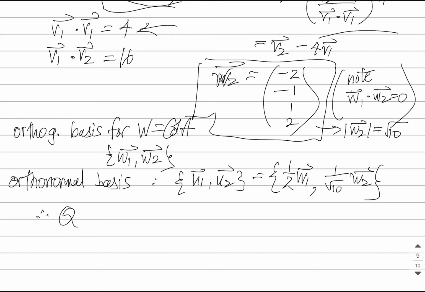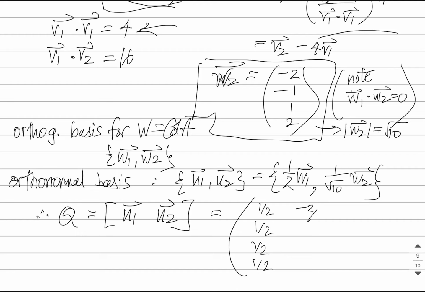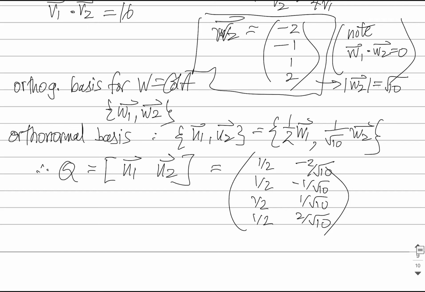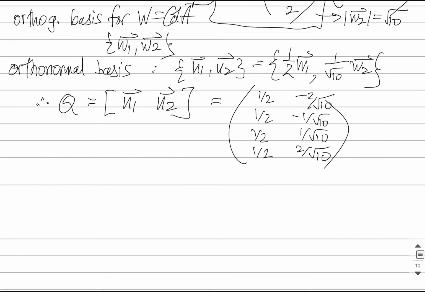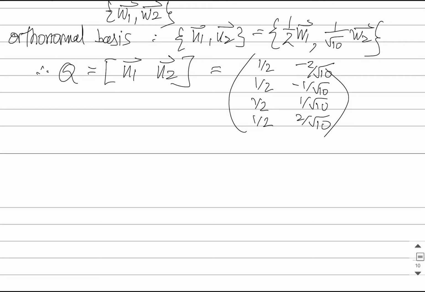Q, the matrix Q, is therefore formed by these two columns, U1, U2, and I will get the following. I will get a half, a half, a half, and a half, because remember, I'm taking the first column and just weighting it by a half. -2 over root 10, -1 over root 10, 1 over root 10, and 2 over root 10. There is the set of vectors that forms the matrix Q. This is not a square matrix, and that's okay. So I have to be careful. I shouldn't call it an orthogonal matrix. It's a matrix with orthonormal columns.